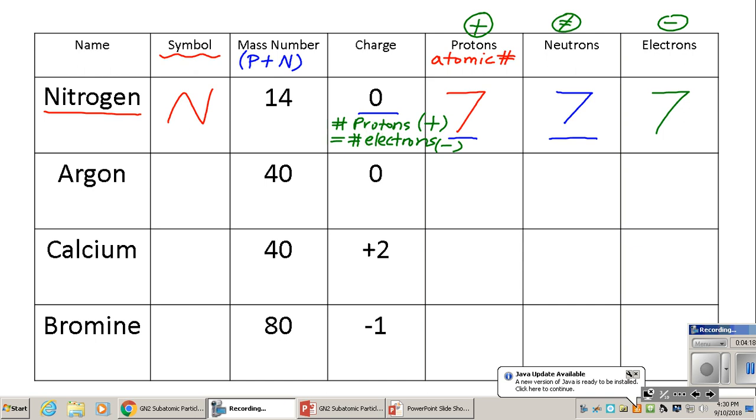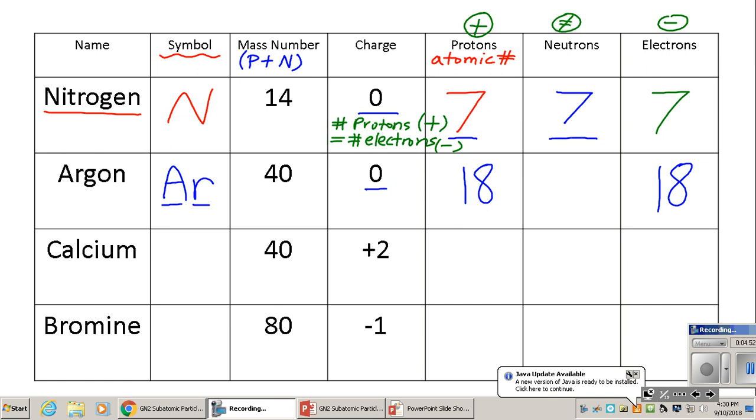All right, looking at the next example, we have argon. The symbol is Ar. Notice it's always going to be a capital letter and then a lowercase letter as we write those symbols out, and you want to be careful to write them correctly. We're going to find Ar on the periodic table. Argon's atomic number is 18, so that means it has 18 protons. We see that our charge is 0. If the charge is 0, we know the protons and the electrons are going to be the same. So we have 18 protons and 18 electrons.